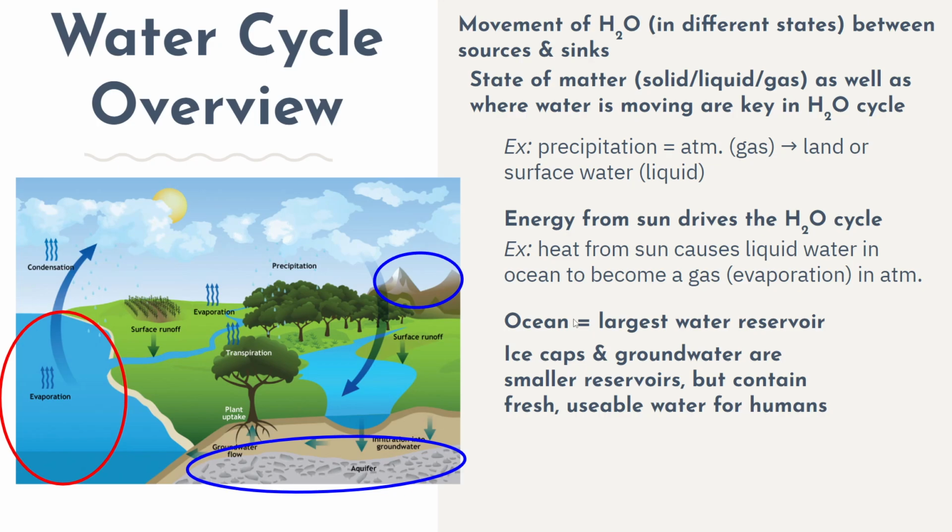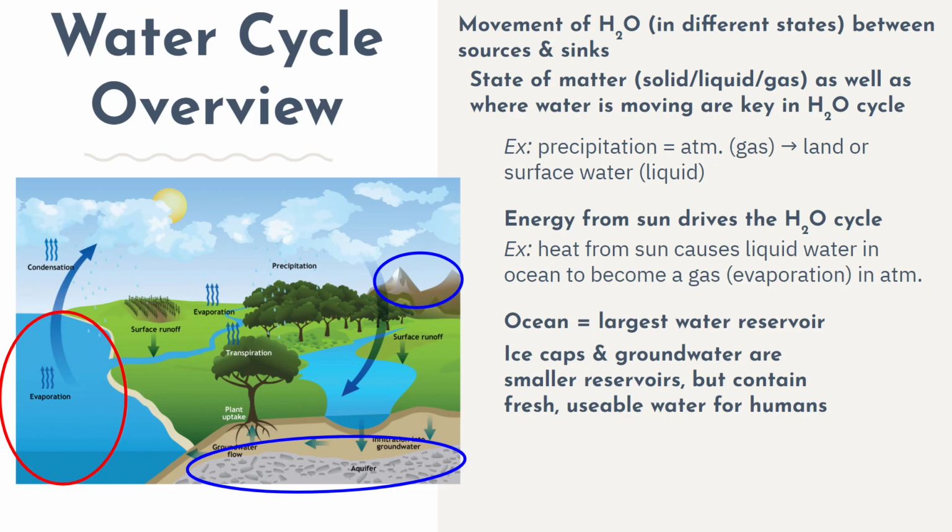The hydrologic cycle is the movement of water in different states between different sources and reservoirs. In this cycle, we like to focus on, first of all, what state of matter that water is traveling in, whether that's solid, liquid, or gas. But then also, where is the water moving? So what reservoir is it leaving and what reservoir is it entering?